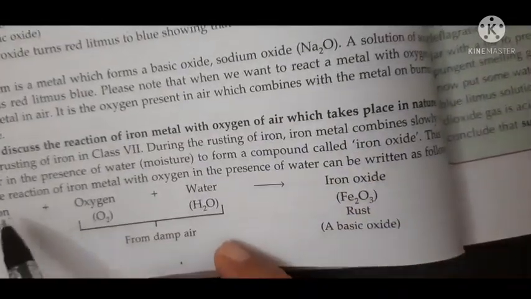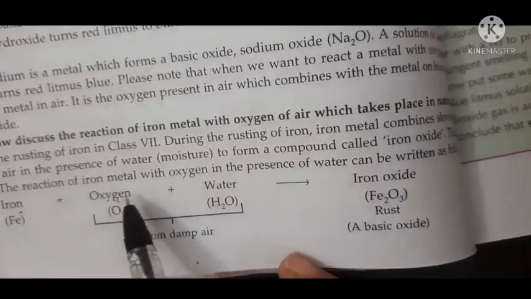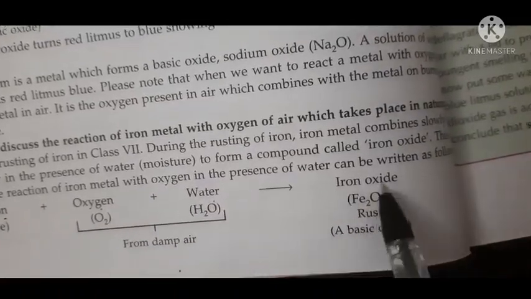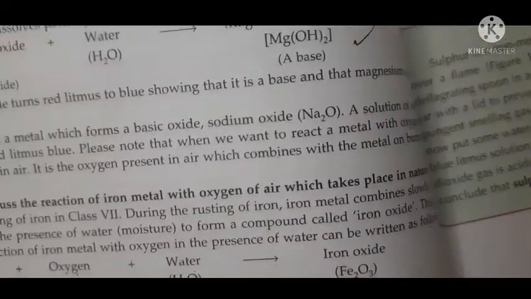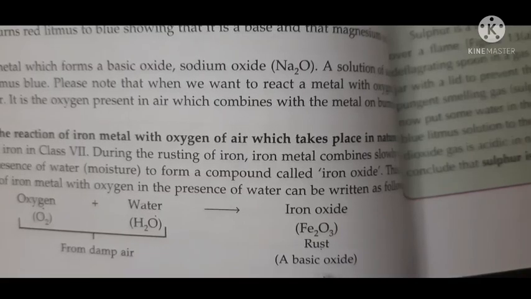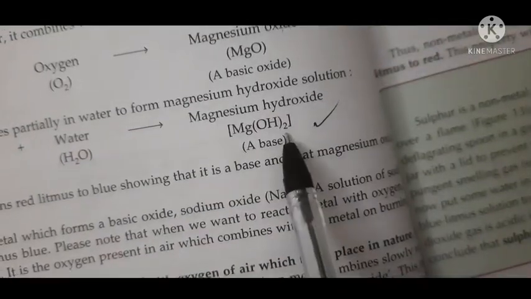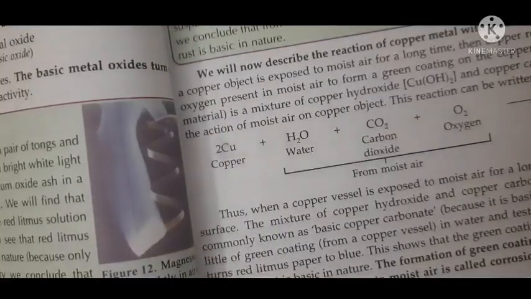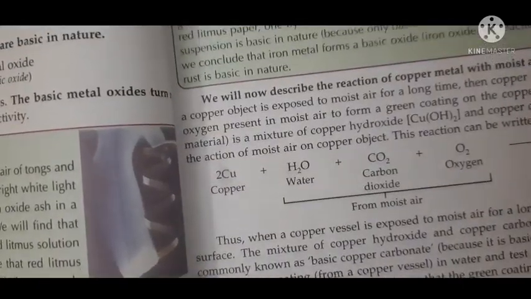And this is rust. This iron will react with oxygen and with water in the air, and it will give iron oxide, which is rust, and this rust is a basic oxide. If you take this rust and mix it in water, what will we get? We will get hydroxide, because you can check by using litmus paper. It turns red litmus blue.